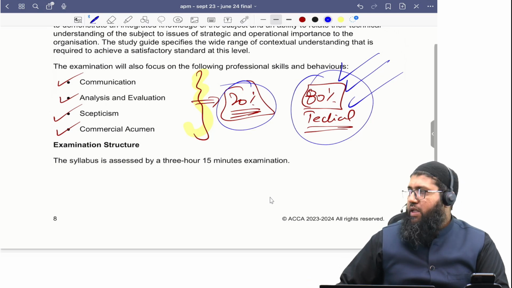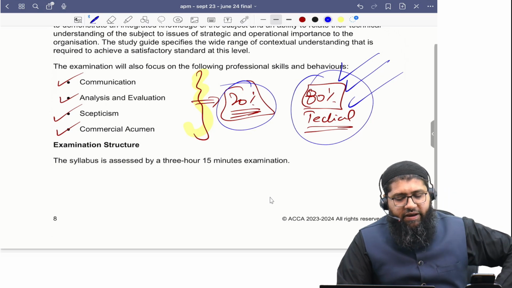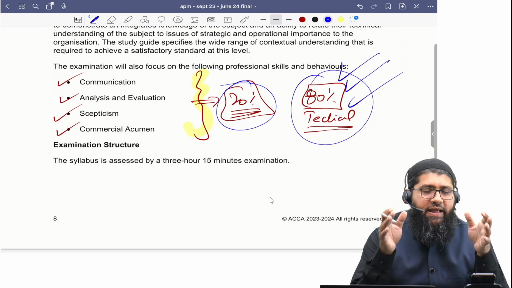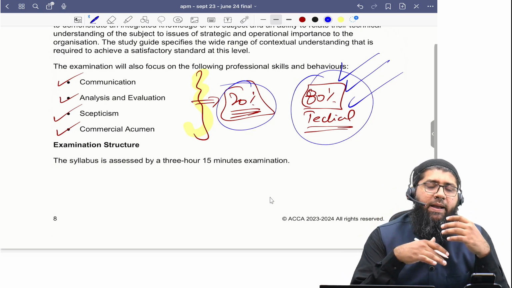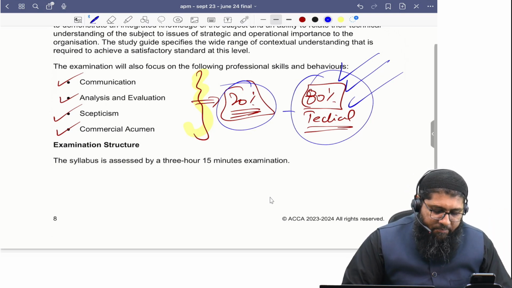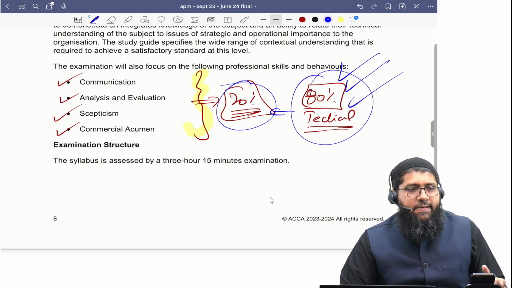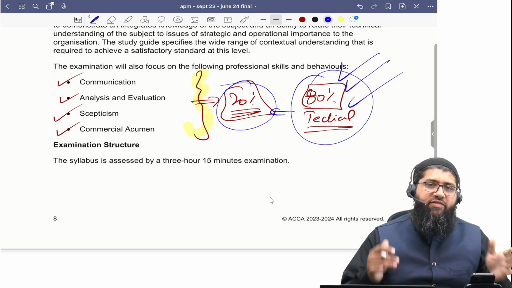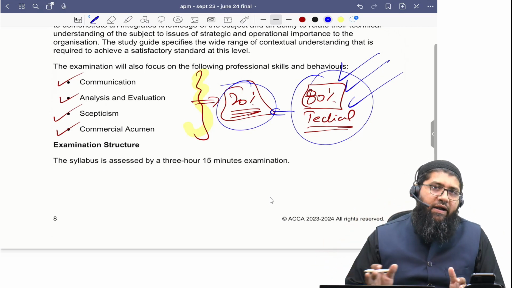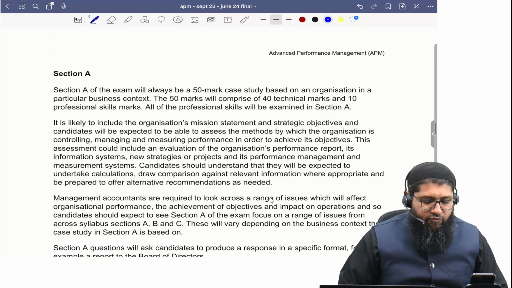Why is that so? Because when we talk about this 80% technical mark, if you are good at the technical aspect, then it becomes very, very easy for you to handle the professional aspect. See, it becomes very easy for you to handle the professional marks. So in order to earn the professional marks, the technical knowledge, the technical understanding is very important. Now, moving a bit forward.